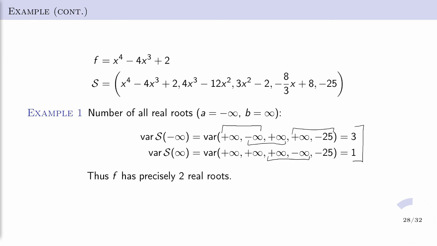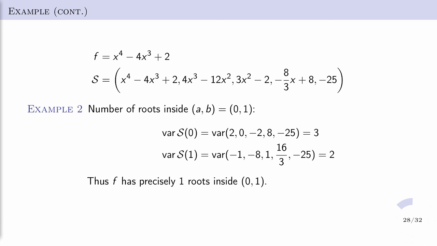Okay, so the next question is how many, we already know that it has two real roots. We ask how many of these roots lie in the interval 0, 1. So now we evaluate this Sturm sequence at 0 and at 1. So if we evaluate at 0, we have 2, 0, minus 2, 8, minus 25.